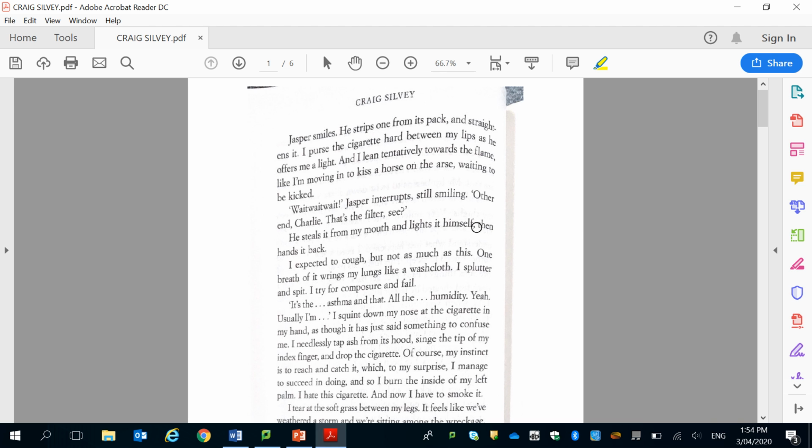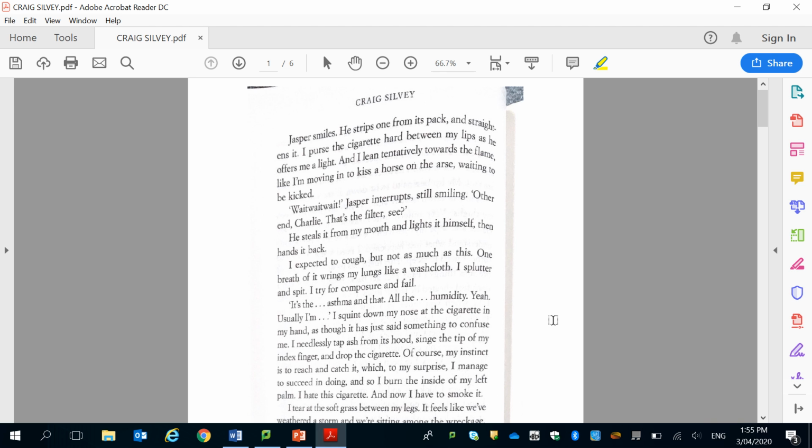I expected to cough, but not as much. One breath of it rings my lungs like a washcloth. I splutter and spit. I try for composure and fail. It's the asthma and all the humidity. Yeah, usually I squint down my nose at the cigarette in my hand as though it's just said something confusing to me. I needlessly tap ash from its hood, singe the tip of my index finger and drop the cigarette. Of course, my instinct is to reach and catch it, which, to my surprise, I manage to succeed in doing. And so I burn the inside of my left palm. I hate this cigarette, and now I have to smoke it.